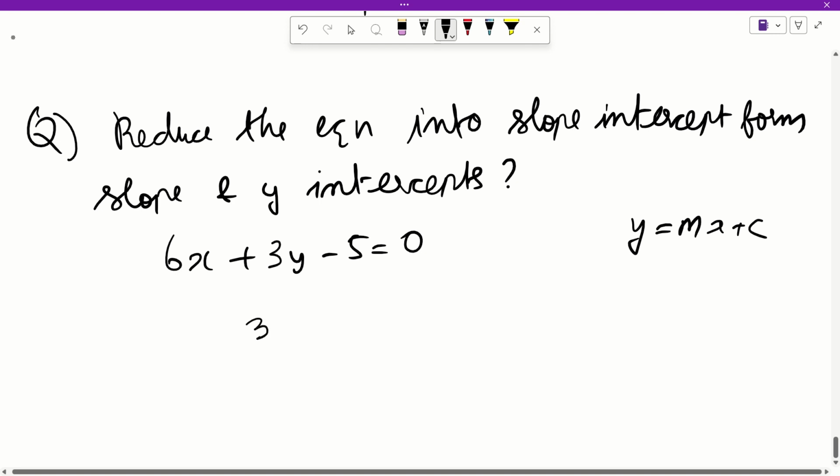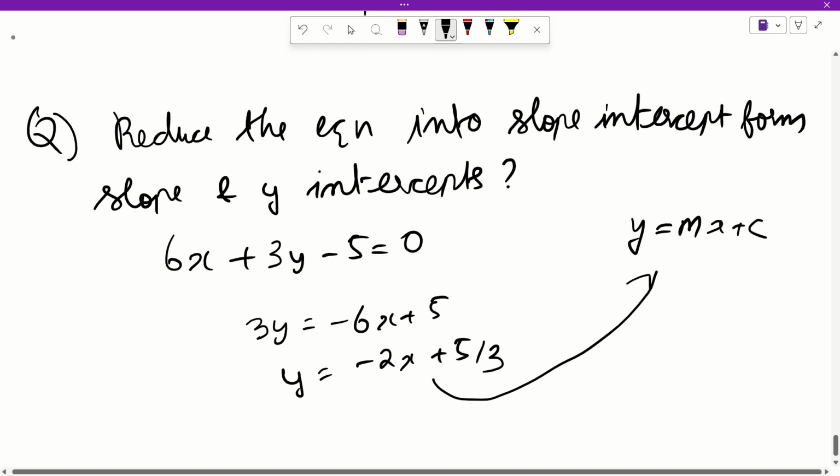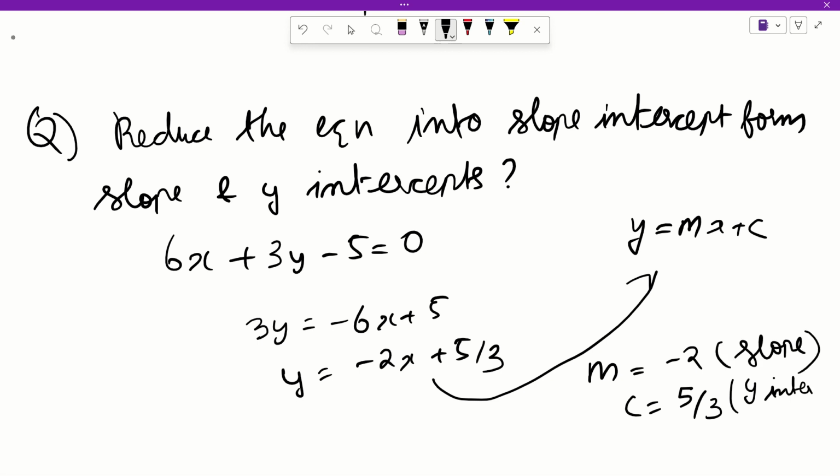We can write it like this: 3y equal to minus 6x plus 5, right? y is equal to minus 2x plus 5 by 3. Isn't this of the form y equal to mx plus c? So from this what can we analyze? The slope m equal to minus 2 and the y-intercept c, as I have told in the beginning during that concept, y-intercept equal to 5 by 3. This is the y-intercept and this is the slope. See, very simple question.